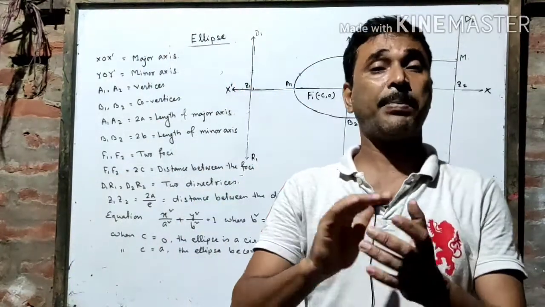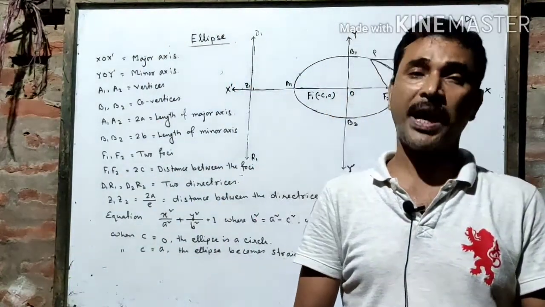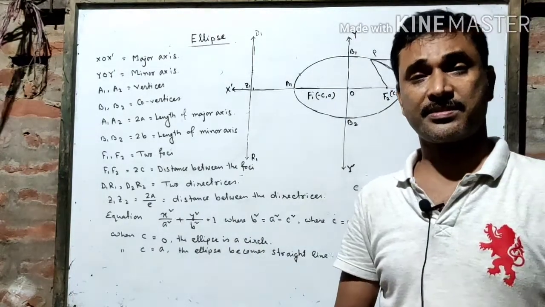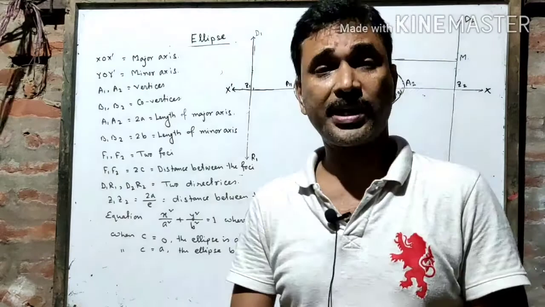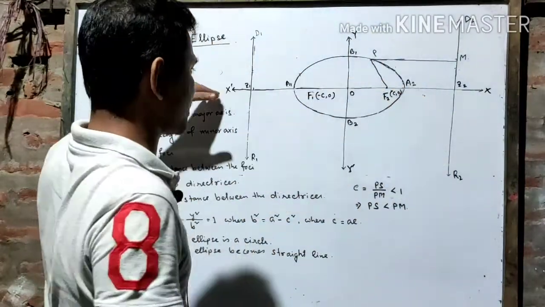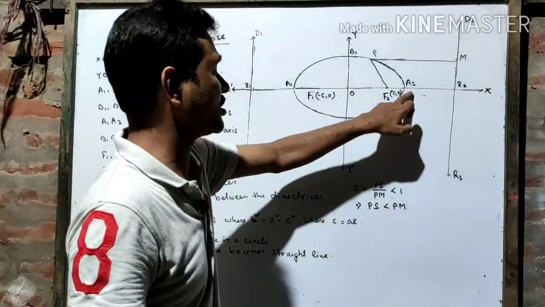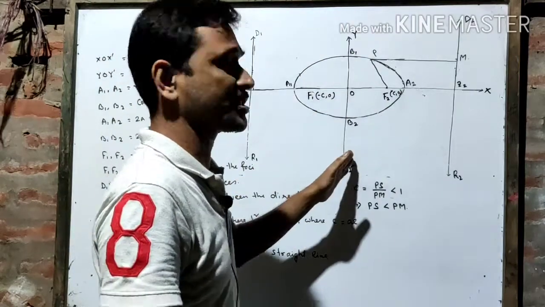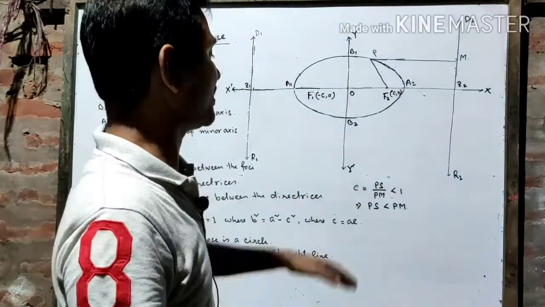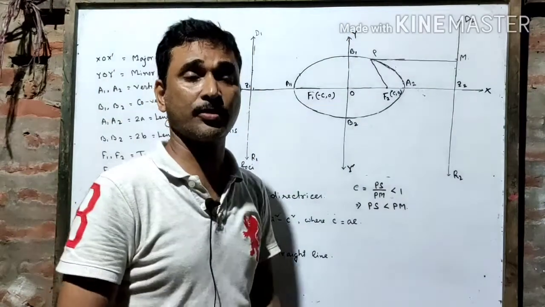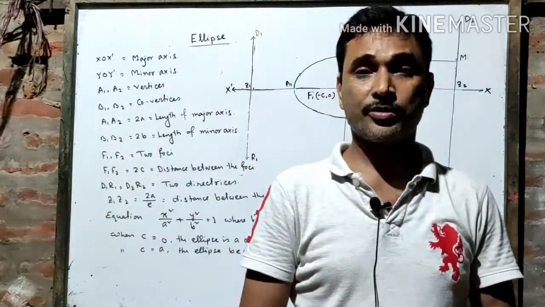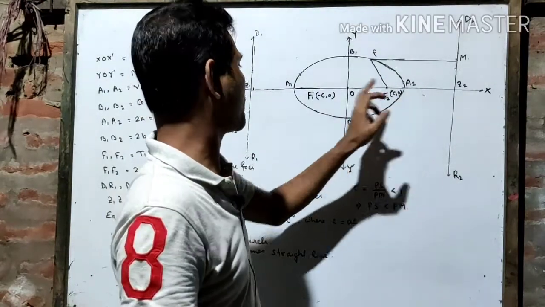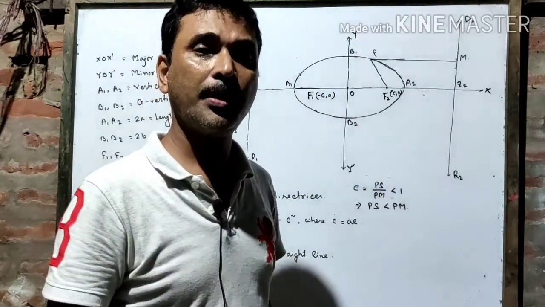Now, let us find the vertices of the ellipse. What is a vertex? Vertex is the point at which the axis cuts the conic. So, where does the axis cut the conic? At these 2 points. So, these two are vertices and these two are also where the minor axis cuts the ellipse. But these are not called vertices, rather these are called co-vertices. So, these 2 points B1 and B2 are called the co-vertices and these 2 points A1 and A2 are called the vertices.